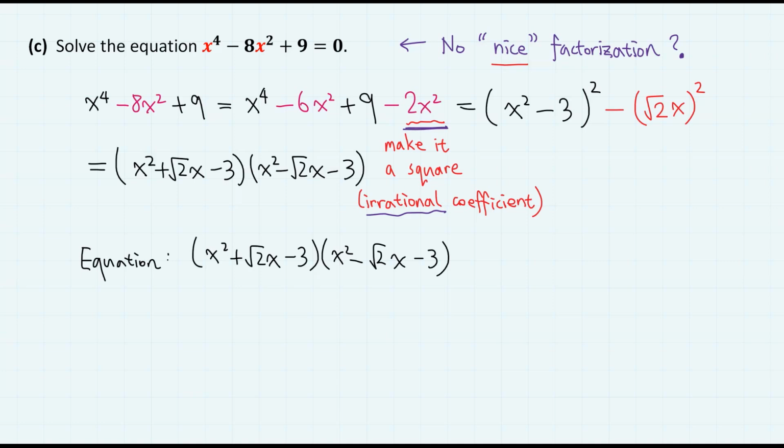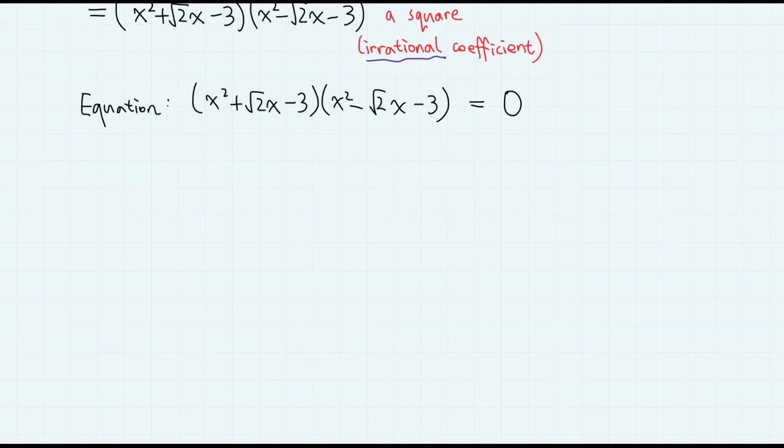Therefore, we now have the equation this equals 0. And by applying the quadratic formula, we can obtain x equals negative square root of 2 plus minus square root of 14 over 2 and square root of 2 plus minus square root of 14 over 2.